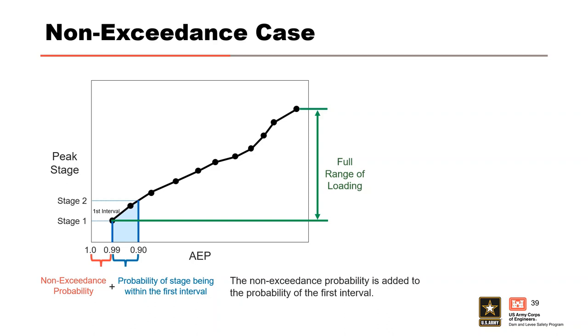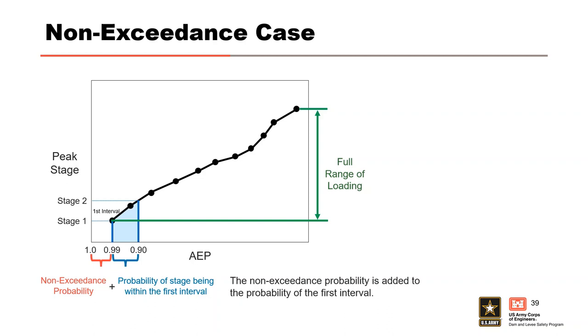In the stage frequency curve, the first peak stage of the curve will have an exceedance probability that is close to 1, but less than 1. From session 1 of the course, we learned that the sum of the probabilities originating from a single chance node must be collectively exhaustive and sum to 1. To satisfy this rule, we need to add in the small probability of having a peak stage less than the first stage of the curve. This is the non-exceedance probability.